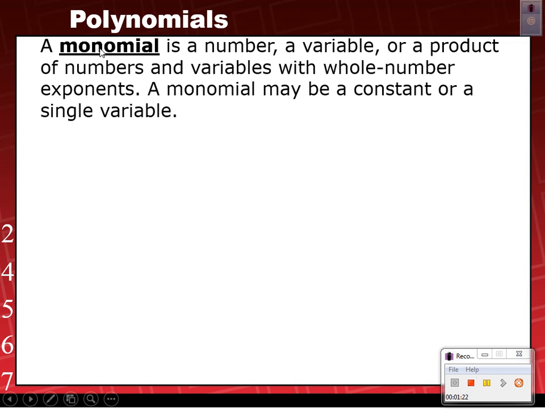It says a monomial is a number. A number could be 23. Or a variable like Q. Or it says a monomial could be the product of a number and a variable. Product means multiplication, so it could be 23 times Q. Or, and then it says with whole number exponents. What does that mean? No negatives and no fractions. Everybody with me? Okay.